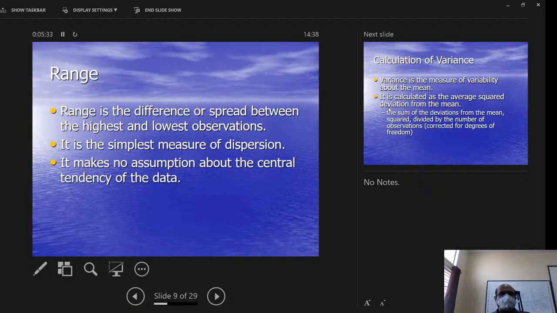Now coming to the range, the range is the difference or spread between the highest and the lowest observation. So range means it is a difference or spread between the highest and the lowest observation. It is the simplest measure of dispersion. It makes no assumption about the central tendency of the data.